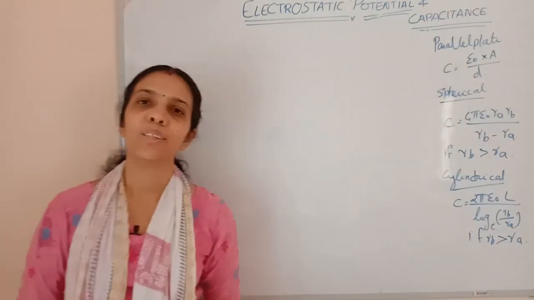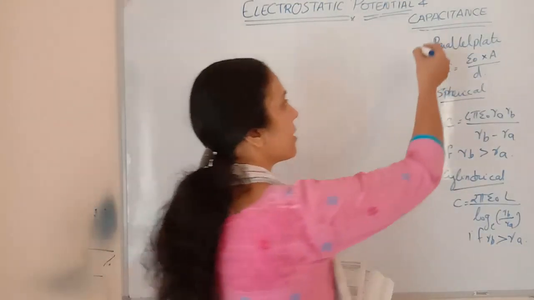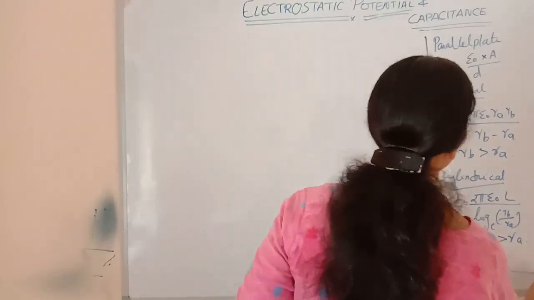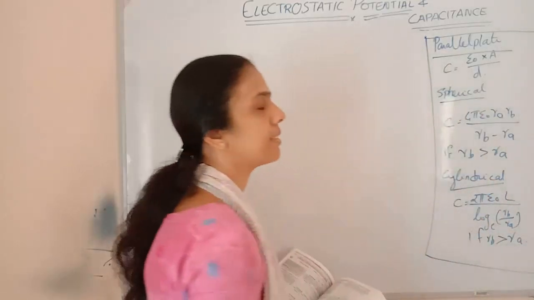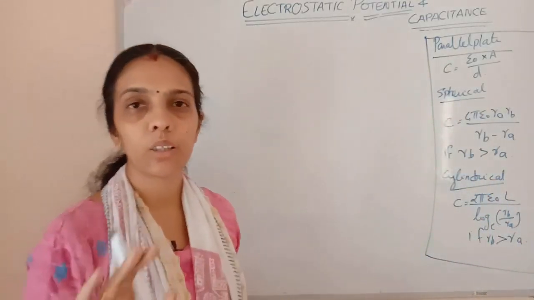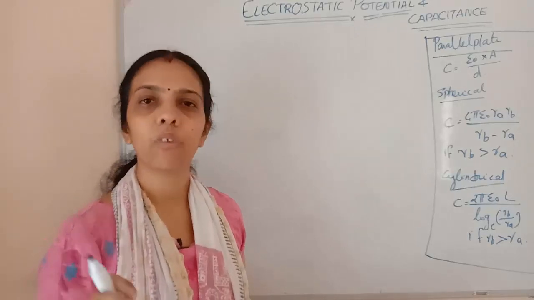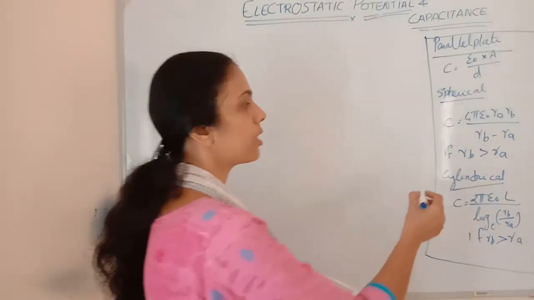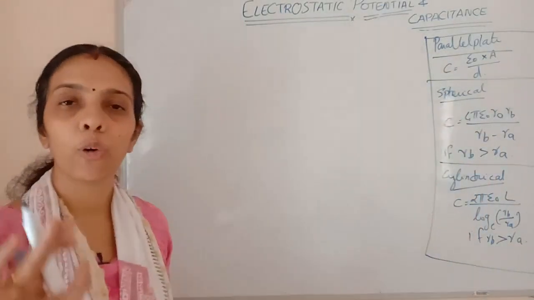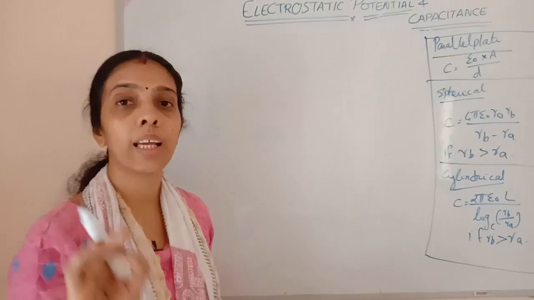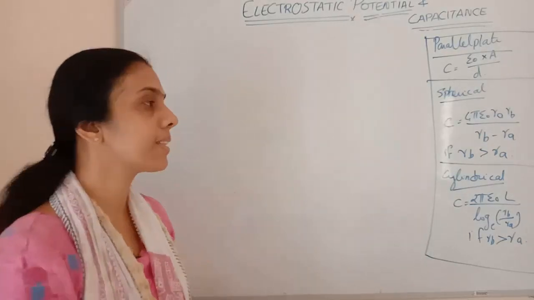Clear? Next we will do some numericals based on this. So these are the formulas that you should learn by heart in the case of a capacitor: parallel plate capacitor, spherical capacitor and cylindrical capacitor. In our textbook only the parallel plate capacitor is there, but in some of the exercise questions they ask for the spherical capacitor also. So just learn the formula by heart: 4 pi epsilon 0 into RA RB divided by RB minus RA, if RB is greater than RA.